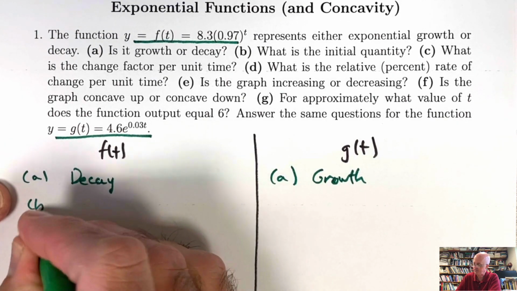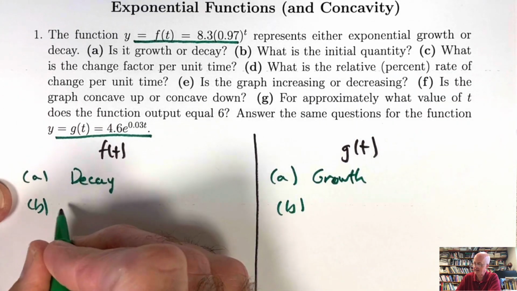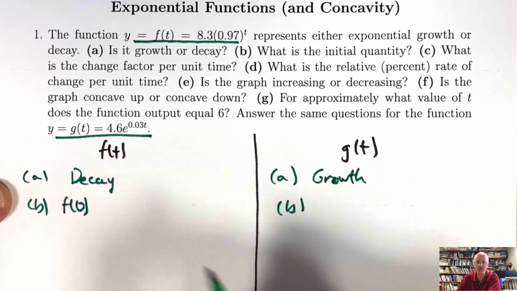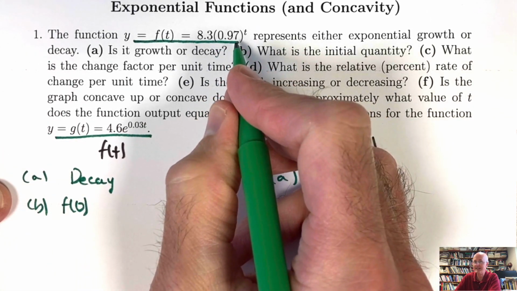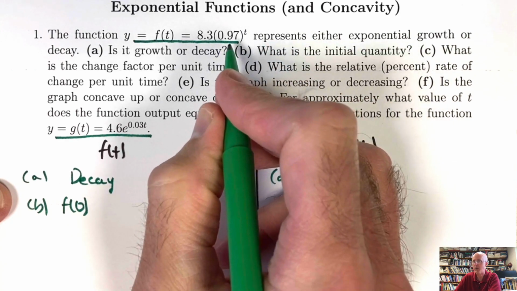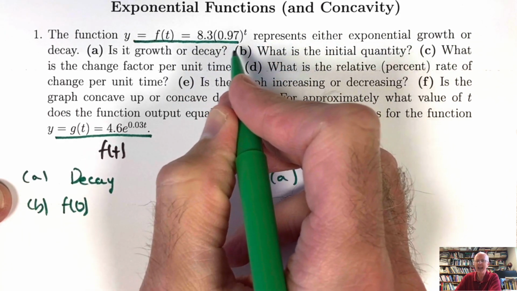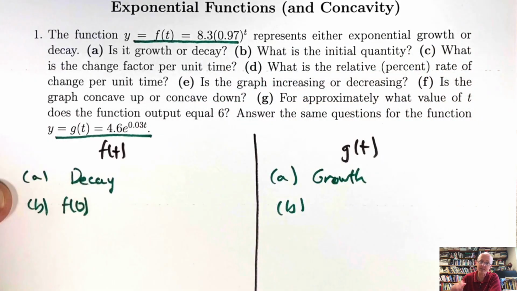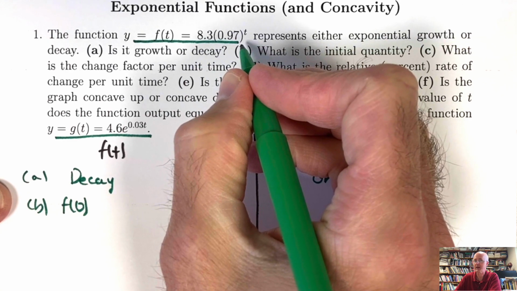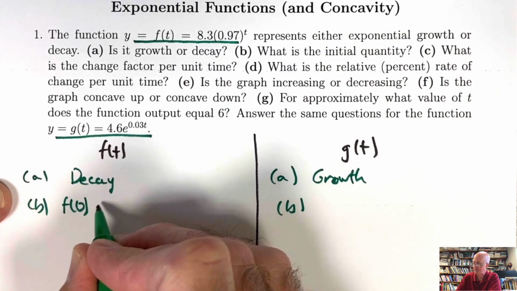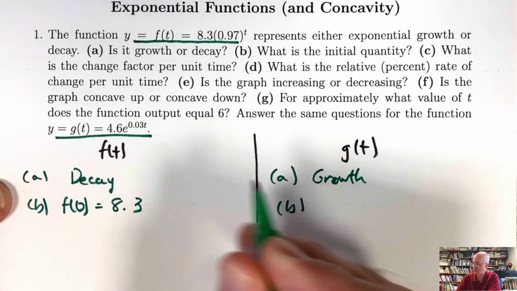On to part B. What is the initial quantity? The initial quantity is the function value at 0. When you plug in 0 into this formula, you get 0.97 to the 0 power. The power is done first, order of operations wise, before multiplication. Anything to the 0 power, except 0, is 1. So we get 8.3 times 1 when we plug in t equals 0. That gives 8.3. The initial amount for f of t is 8.3.